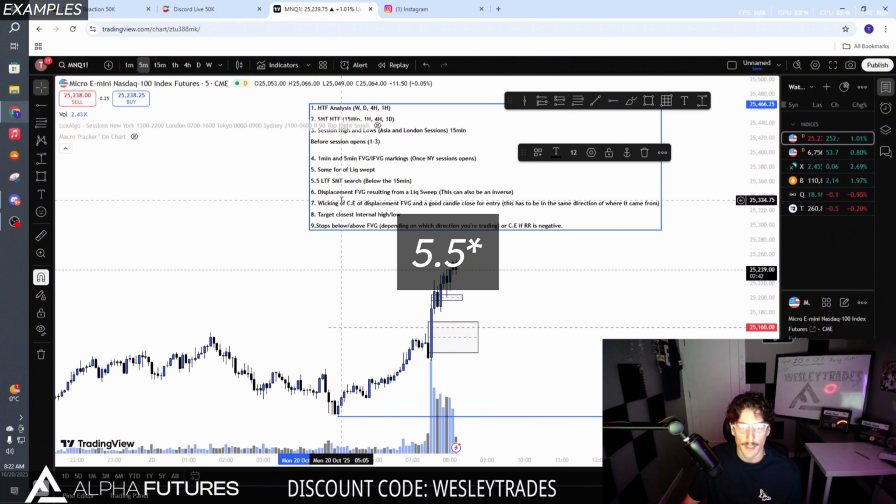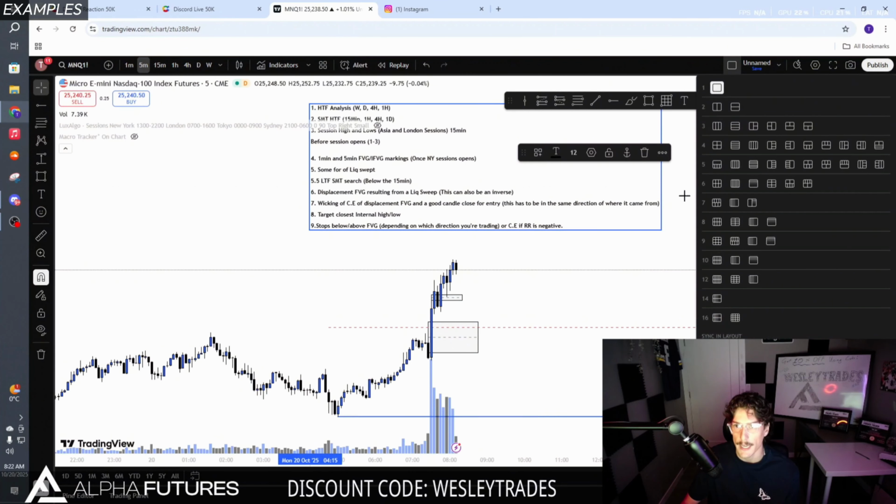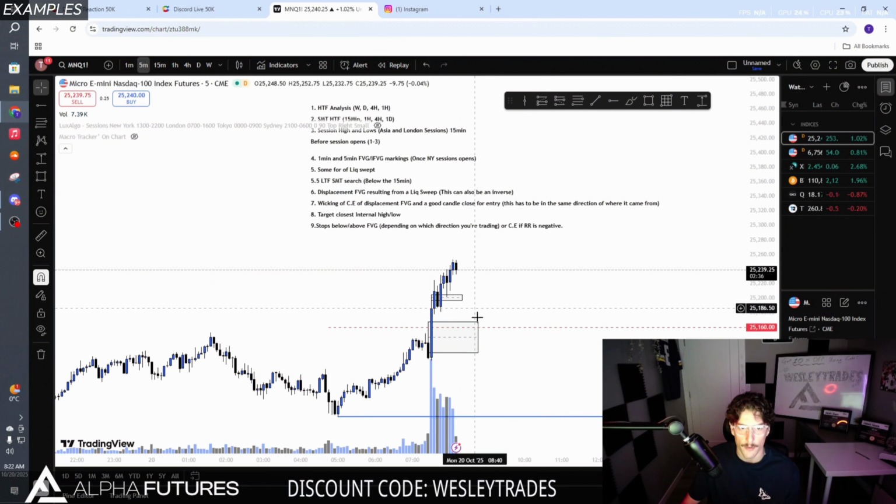Number 5, we're going to look for a low time frame SMT search. So again, unfortunately, I can't open it up, but that's what we're going to be looking for just on our low time frame. So 5 and the 1 minute is what I mean when I say that. Number 6, a displacement fair value gap resulting from liquidity sweep.